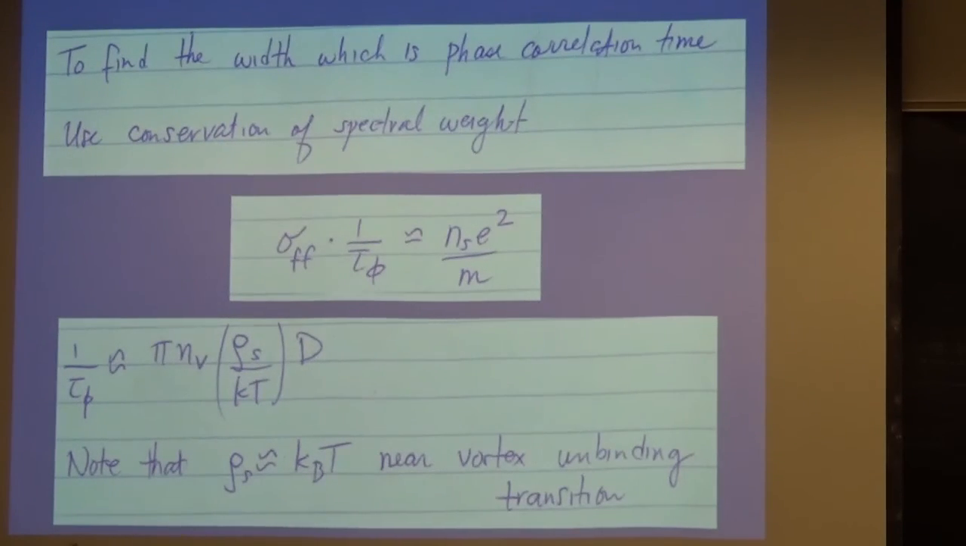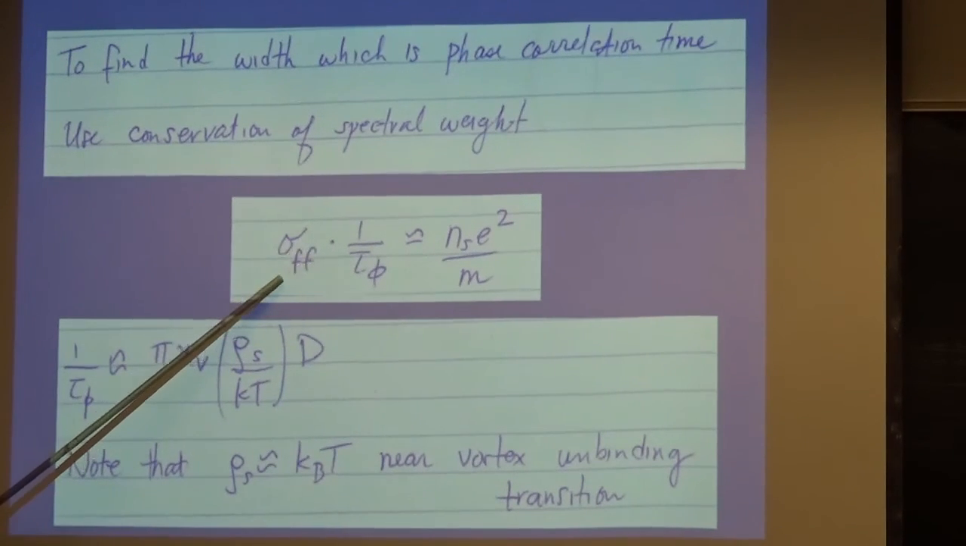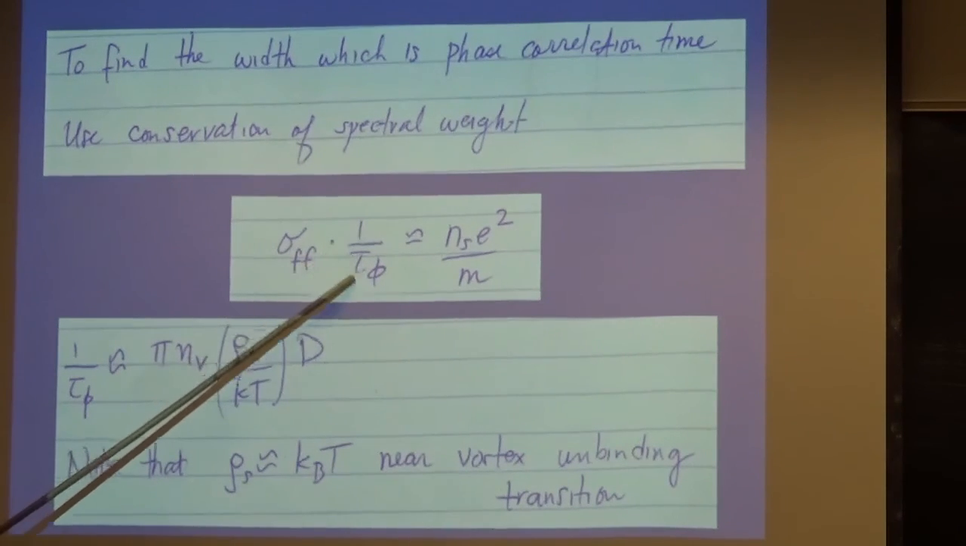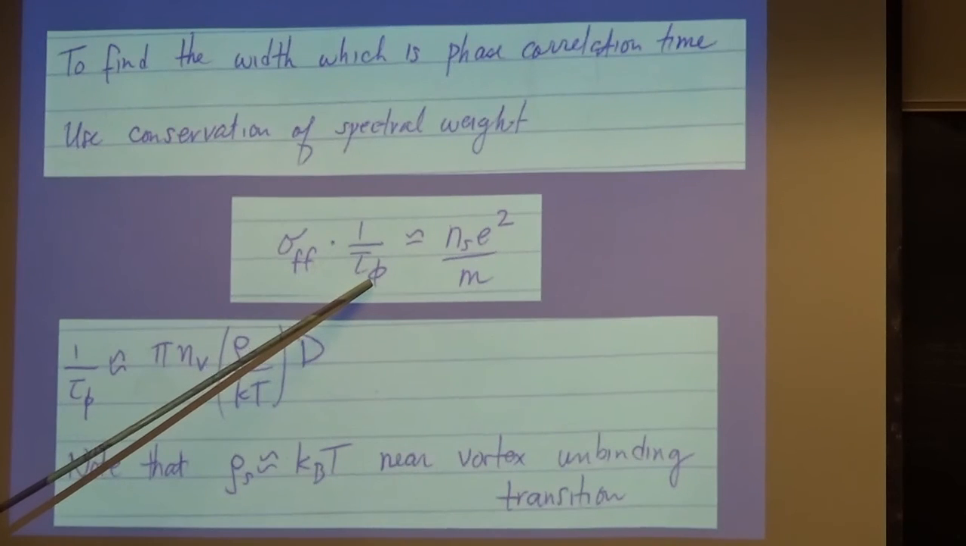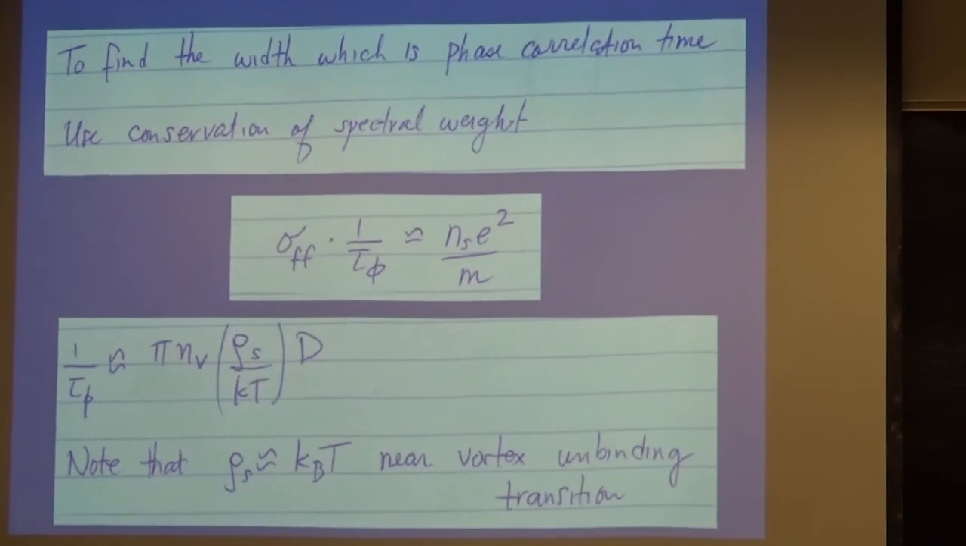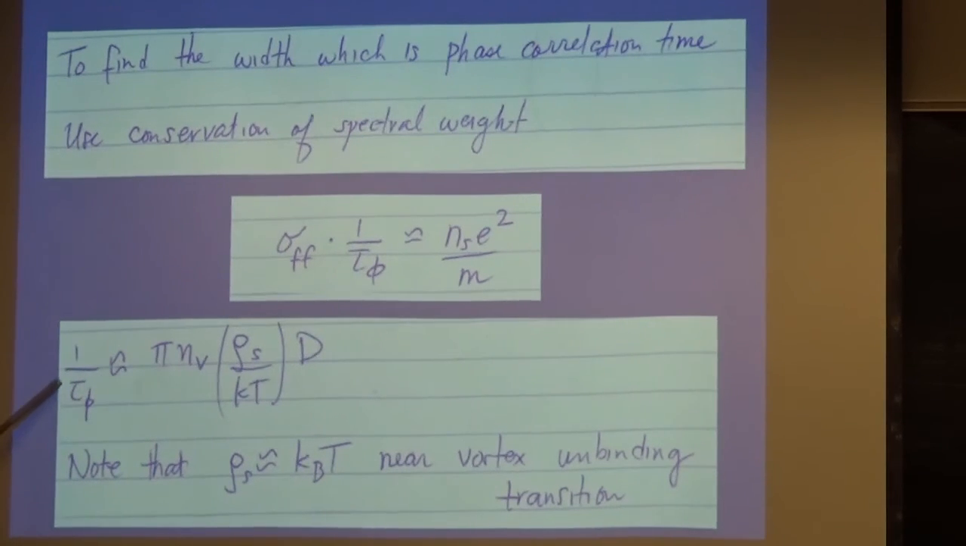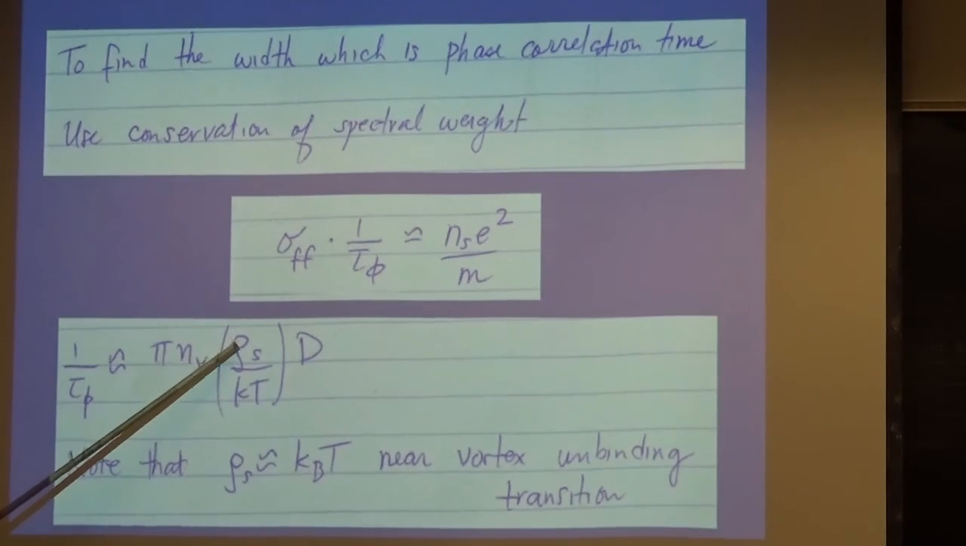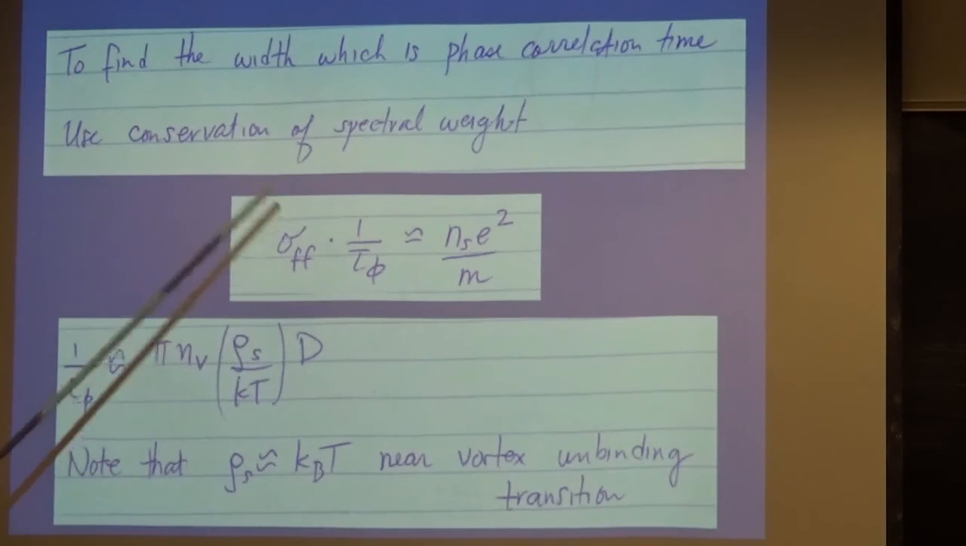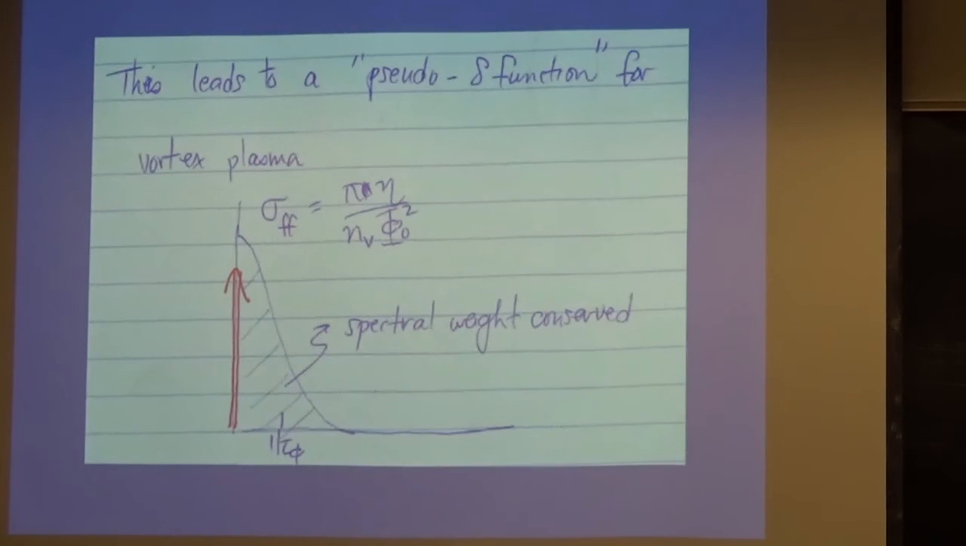So I want to argue that spectral weight is conserved, and therefore the value at DC, which is the flux flow conductivity, times the width, which is the reciprocal of this time that I'm calling the phase correlation time, is just my original superconducting spectral weight. So from that argument, I get a width, the reciprocal of this phase correlation time, that's proportional to the number of vortices times the helicity modulus over kT times D, which is the vortex diffusivity. What I've done here is to take the vortex viscosity term, but the vortex viscosity is just the reciprocal of the vortex mobility, and then use the Einstein relation to relate the vortex mobility to the diffusion coefficient.